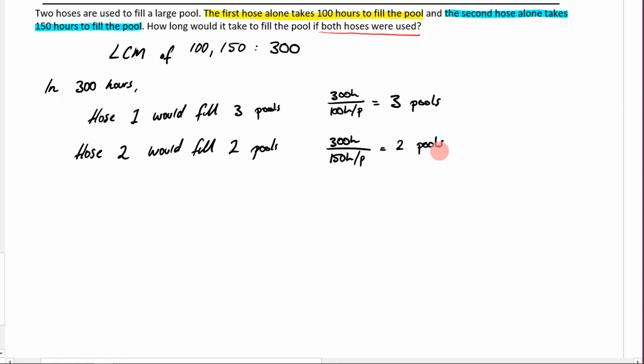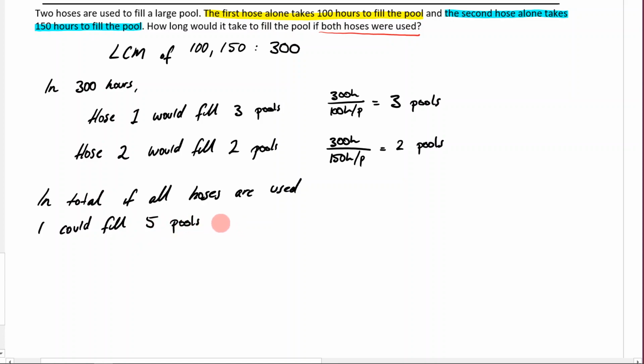Now I can say the following. I know that if I'm using both hoses, I can fill 5 pools in 300 hours, because 3 plus 2 is 5. So let's just write that down. In total, if both hoses are used, I could fill 5 pools in 300 hours.